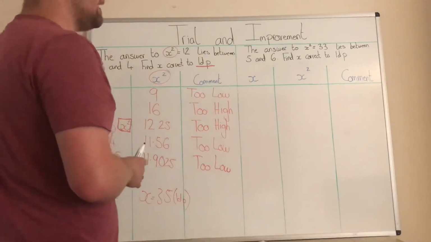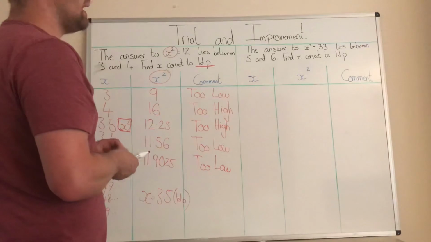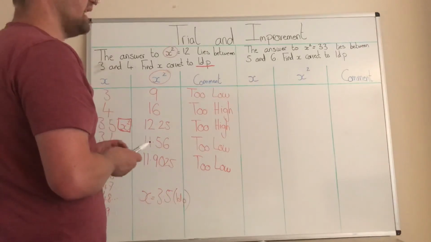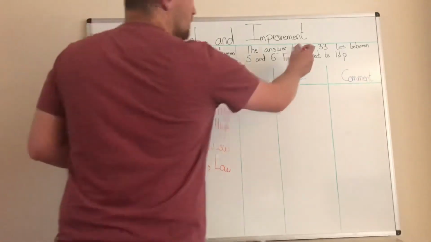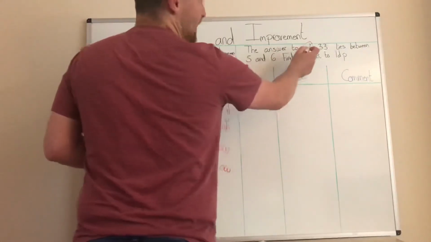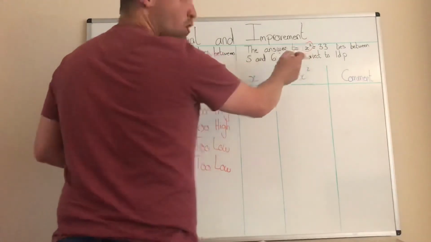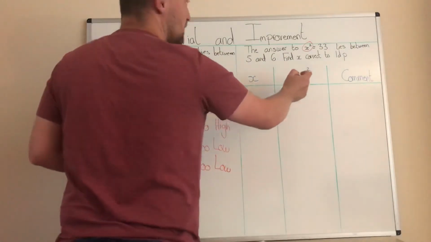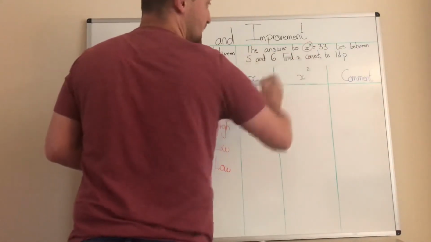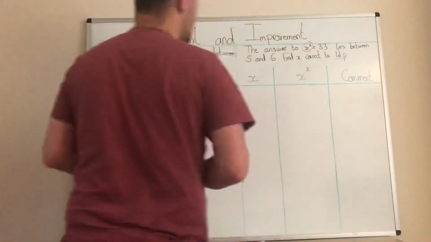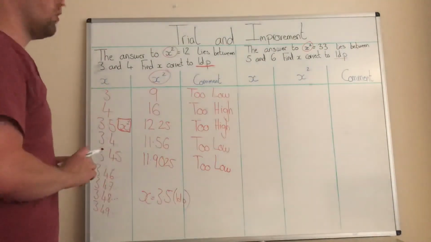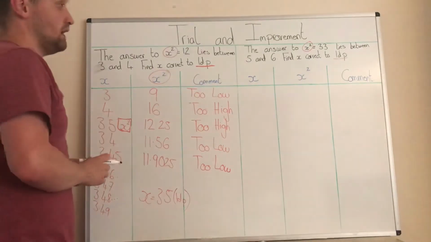So, the answer to x squared equals 33 lies between 5 and 6. Find x correct to one decimal place. Just to recap, that x squared is in front of the equal sign. It's the only thing in front of the equal sign, so that goes in that middle section. And we're finding the answer correct to one decimal place, so we're going to have to do some rounding to one decimal place.